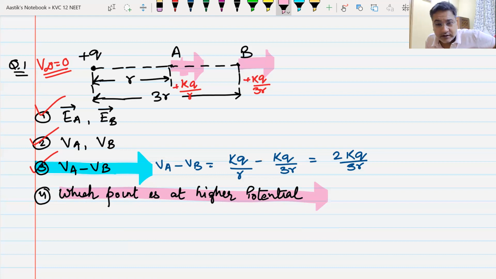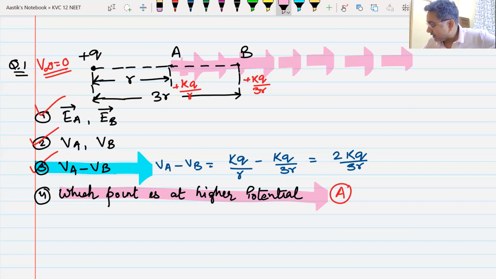One is KQ by R plus KQ by R, and the other one is minus. A, sir. A is at a higher potential. And if you see these electric field lines, they are going from A towards B. The electric field lines are going like this. So it's a very important condition that we can remember.